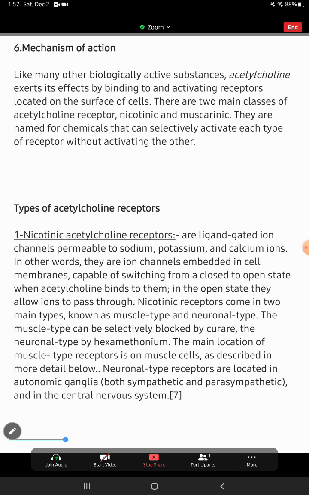Nicotinic receptors come in two main types known as muscle type and neuronal type. The muscle type can be selectively blocked by curare and the neuronal type by hexamethonium. The main location of muscle type receptors is on muscles, as described below, and neuronal type receptors are located in both sympathetic and parasympathetic systems, meaning the CNS and PNS.